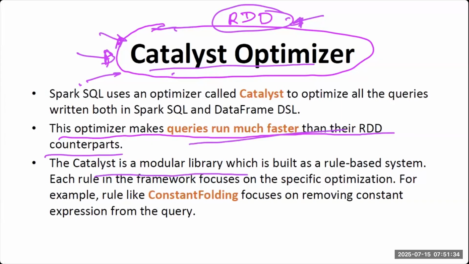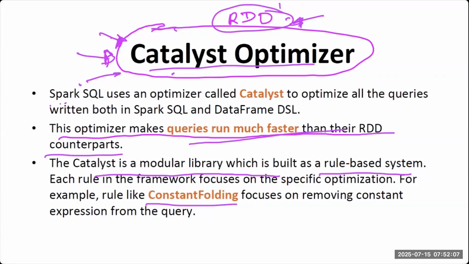Catalyst is a modular library built on a rule-based system, like constant folding and null check and all those things. I have one slide, we'll go to that. Because of the Catalyst optimizer, your Spark SQL, where you have data frame and data set, will run faster than RDD. Got it? Yeah, got it.